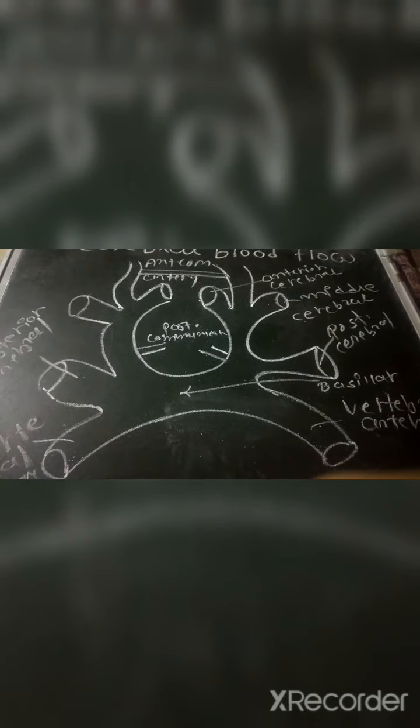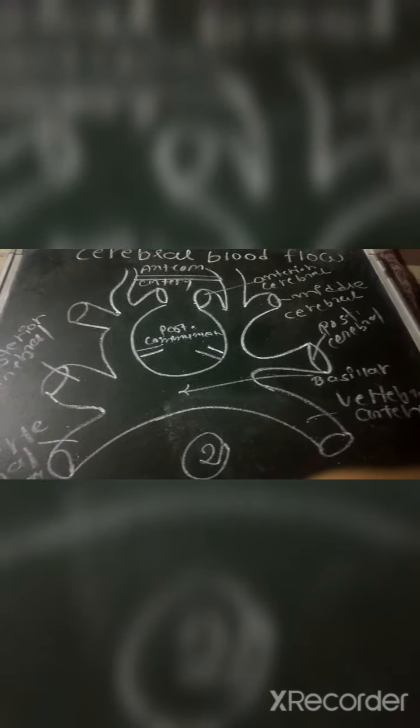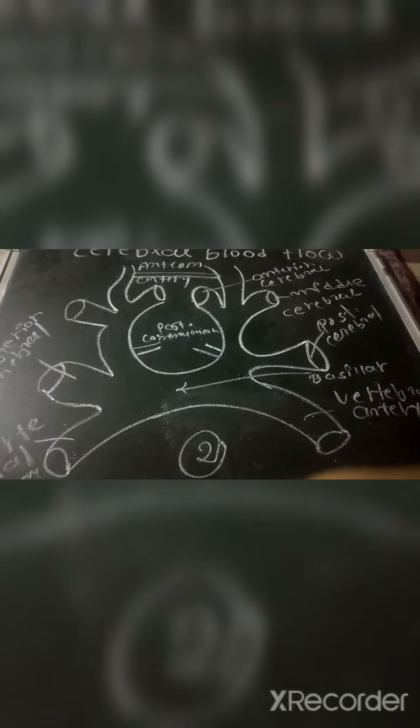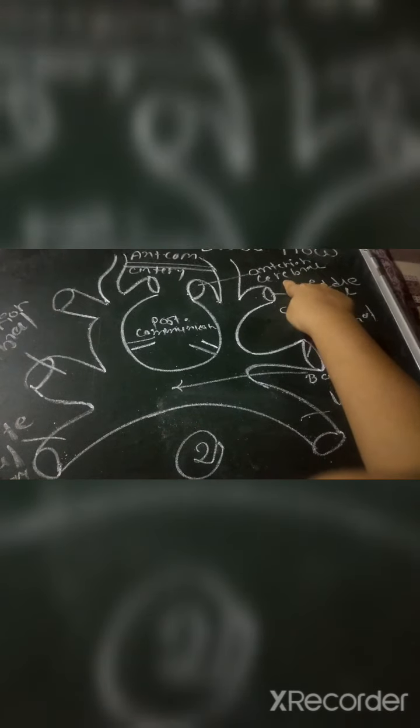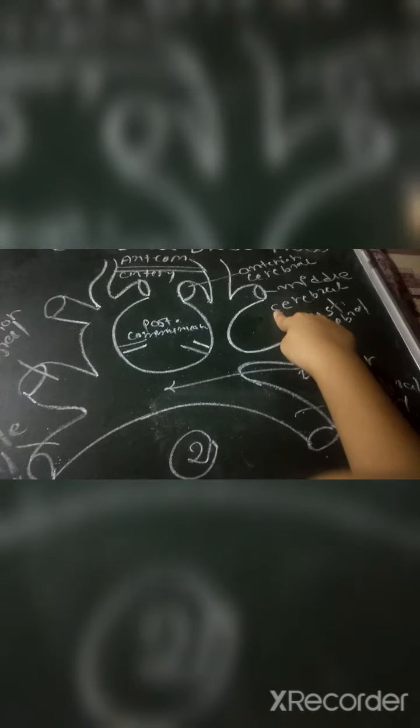Okay. Now basically the brain receives blood from two sources. The first is the internal carotid artery and the second one is known as the vertebral arteries. Now the internal carotid artery divides into two arteries, the anterior cerebral artery and the middle cerebral artery. And this anterior cerebral artery is joined with the anterior communicating artery.